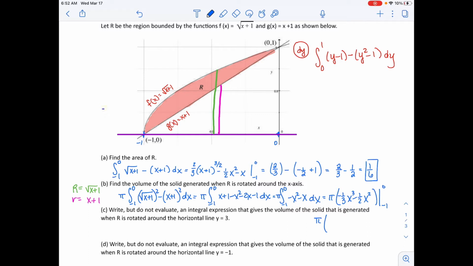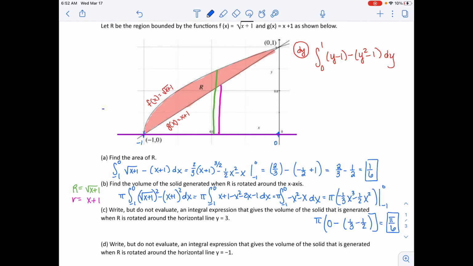which is pi times, when you plug in 0, you get 0, minus, when you plug in -1, you get 1/3 minus 1/2, which is 1/6 pi, or pi over 6.